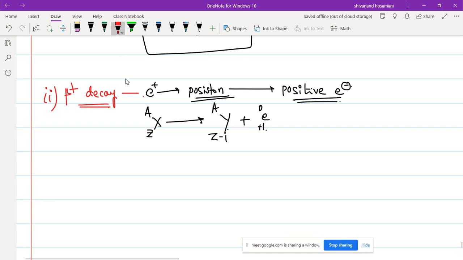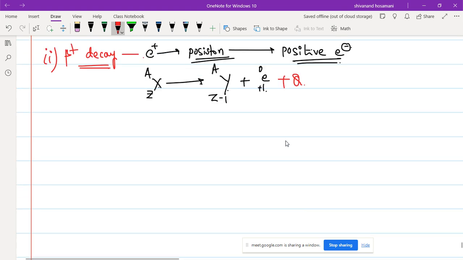If you look at this equation, we get X (Z, A) going to Y element plus Q energy. It's a released energy. Remember, for this process Q is greater than 0. Here also Q is positive. Q is going to be greater than 0 only for beta plus decay.